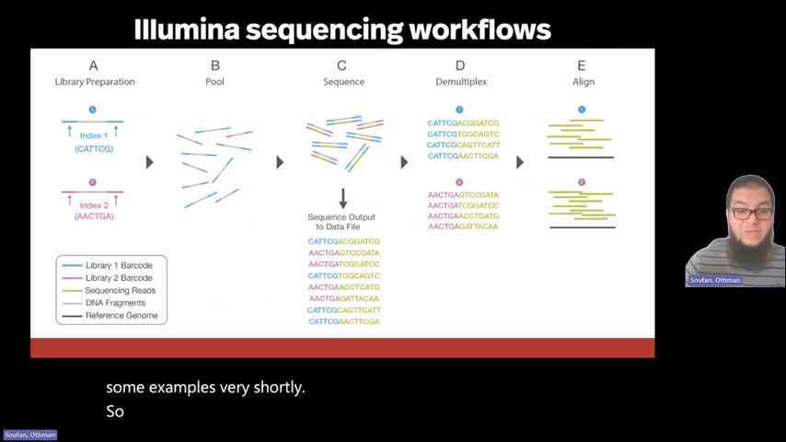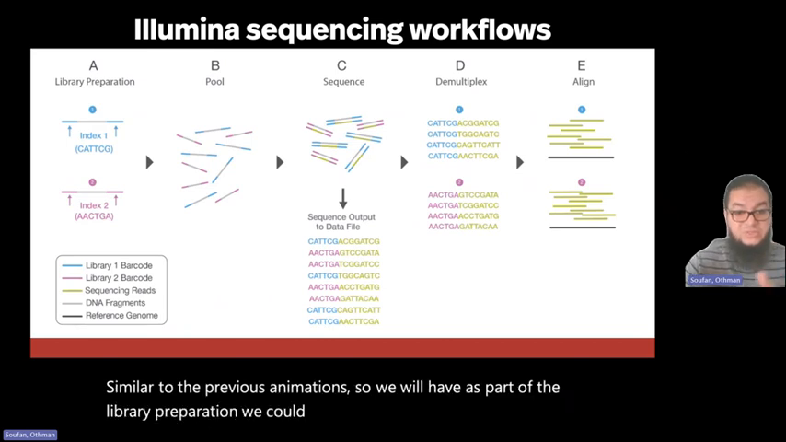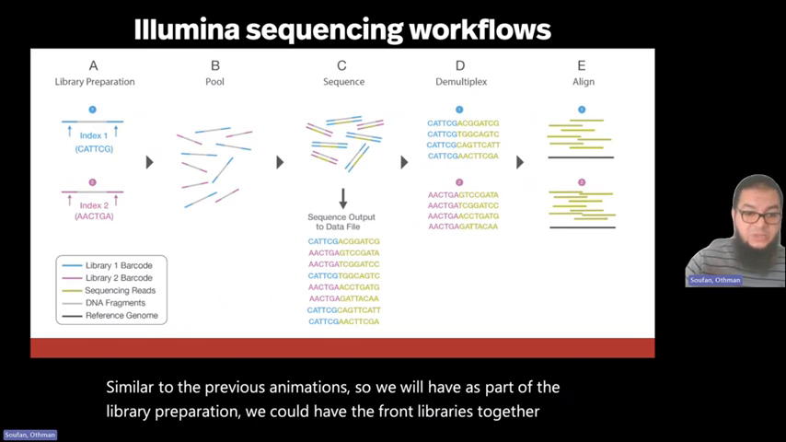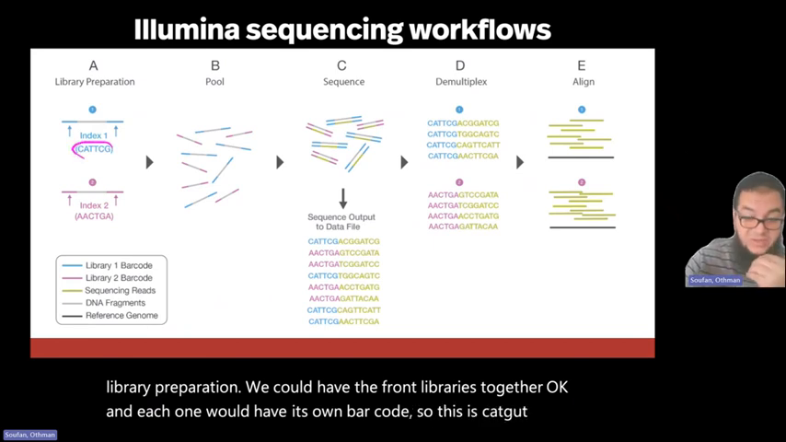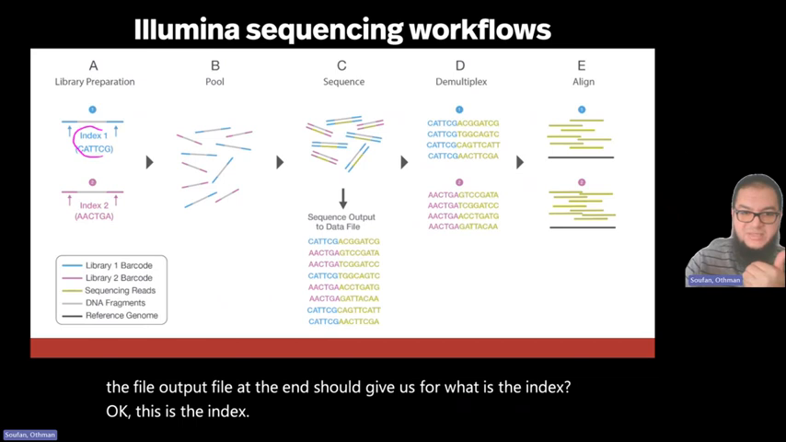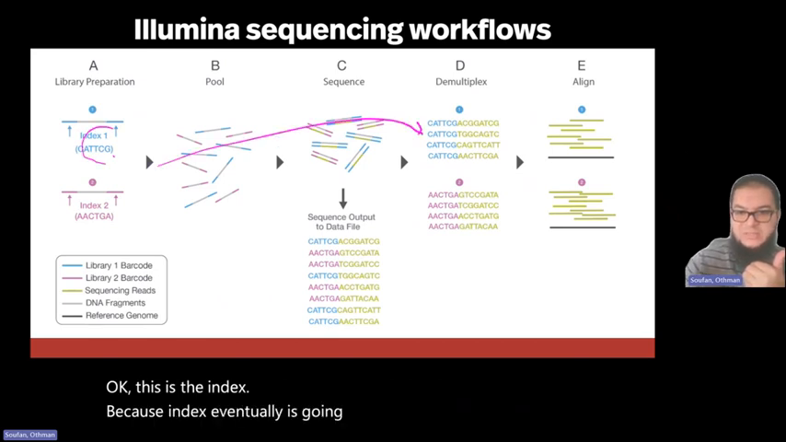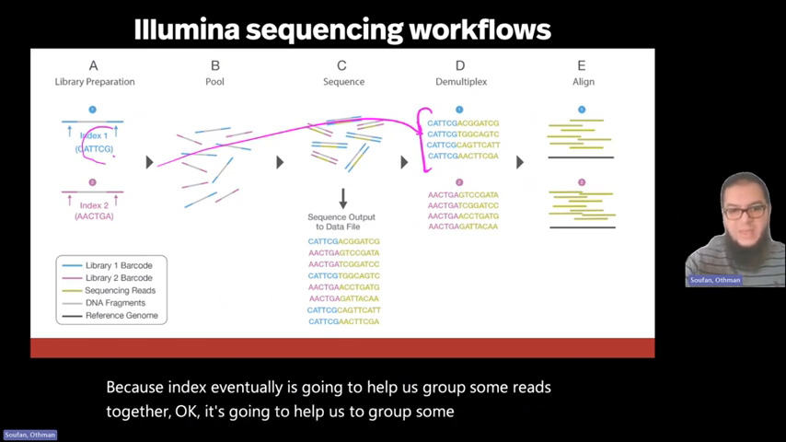As we looked at in the previous animation, as part of the library preparation we could have different libraries together, and each one would have its own barcode. For example, this one is CATTGCG. The output file at the end should give us the index, because the index is eventually going to help us group some reads together.